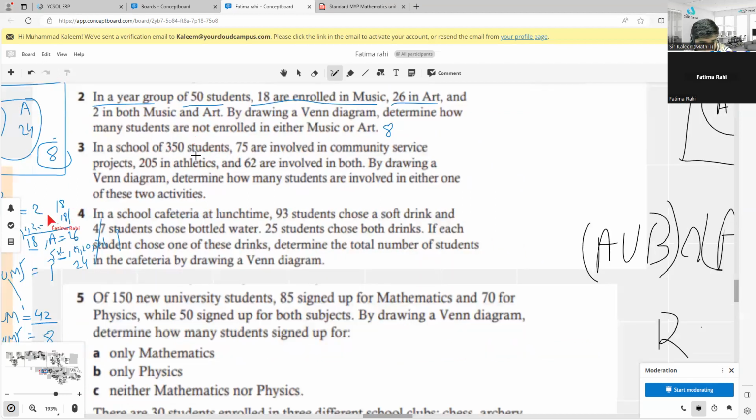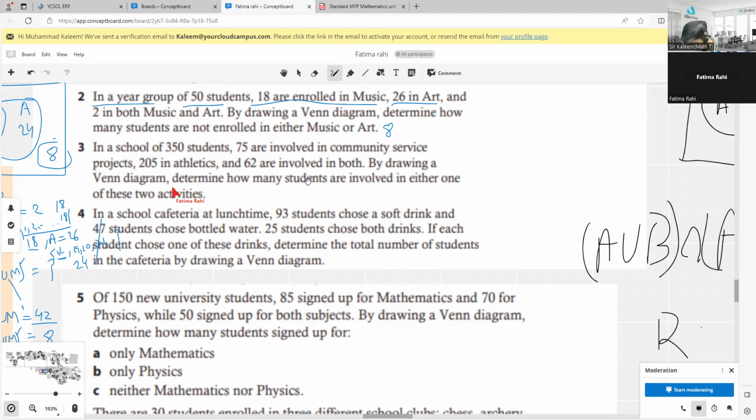In a school of 350 students, 75 are involved in similar questions. Here we have, like question number 2, in a school of 350 students, total students are 350. 75 are involved in community service projects, 205 in athletics, and 62 are involved in both. By drawing a Venn diagram, determine how many students are involved in either one of these two activities.